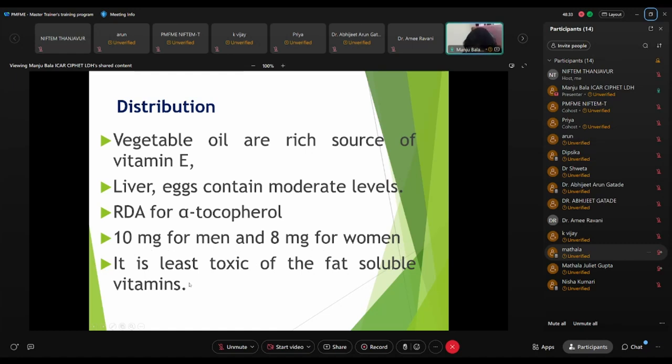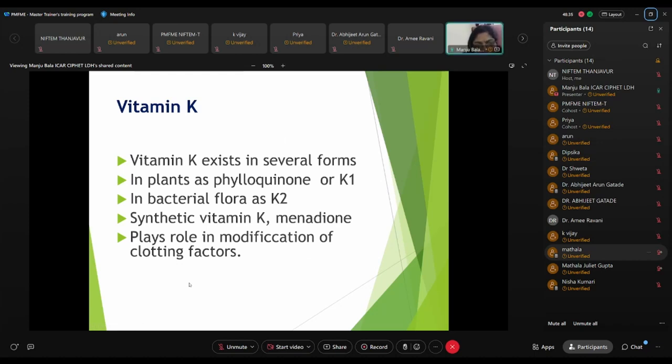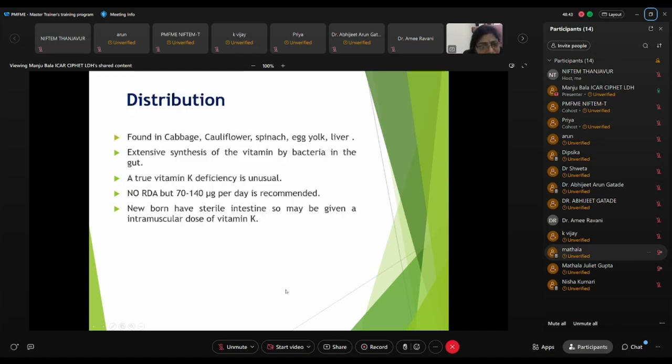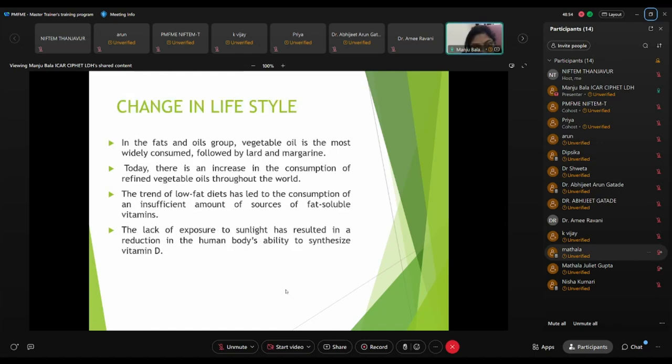It is least toxic. Vitamin K exists in several forms: in plants as phylloquinone or K1, and in bacterial flora as K2. Regarding distribution, its deficiency is very unusual, so it is not considered as important. E we will discuss when we do the fortification.